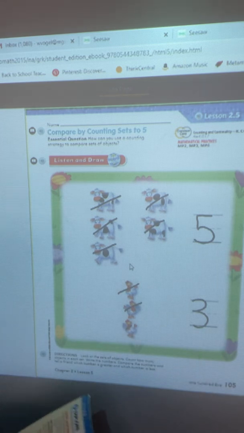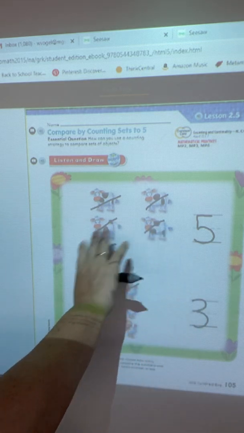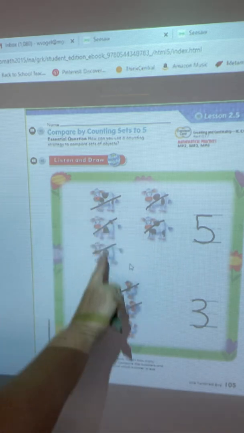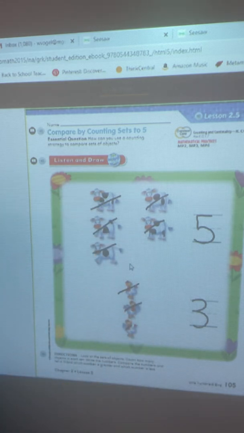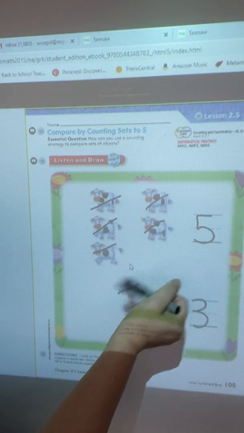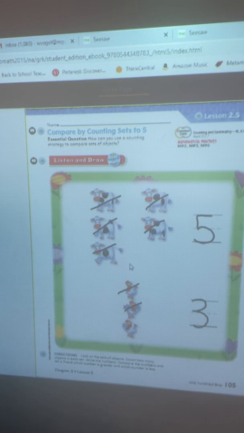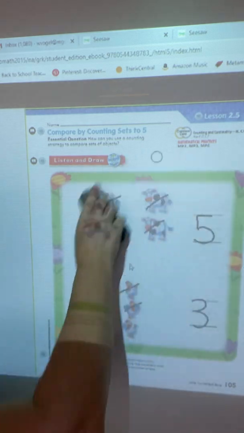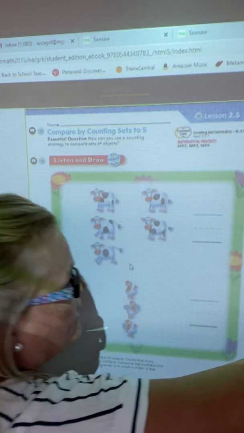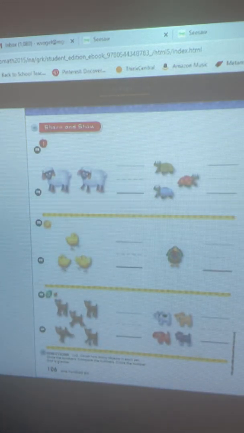Now, let's see here. If I want to compare those numbers, what can I say? Well, right away, I know 5 is more because I could tell by the way they were organized on the paper. So 5 is greater than 3, or 3 is less than 5. Okay, let's go on to the next page. Page 106, 106. And we have some more animals here.